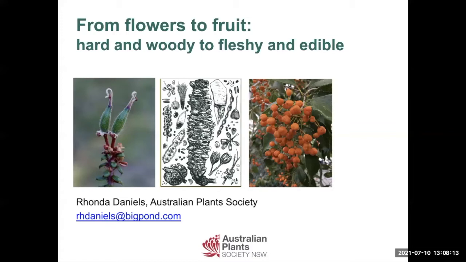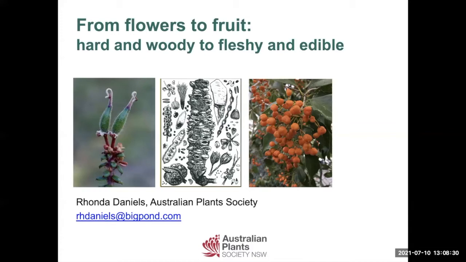I gave this presentation to Sutherland Group back in March, and I really just wanted to talk about the diversity of fruits and seeds. That's because we do tend to focus on how spectacular our native flowers are, but I thought, well, let's just have a look at the fruits and seeds as well.